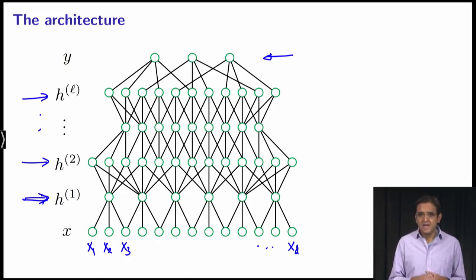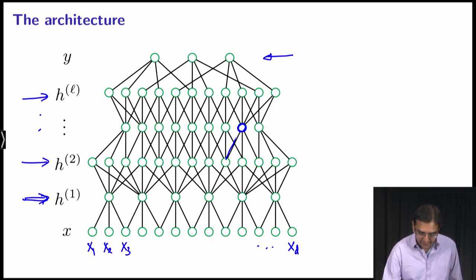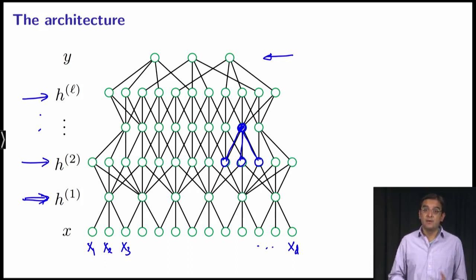So how are these values computed, however? Well, let's look at any internal node in this graph, for example this node. It has connections to various nodes in the previous level, in this case 3 of them. We'll call those nodes its parents, and the value at that node is a function of the values of its parents. In particular, once we know the input layer, we can simply apply this function to compute the values in the first hidden layer.